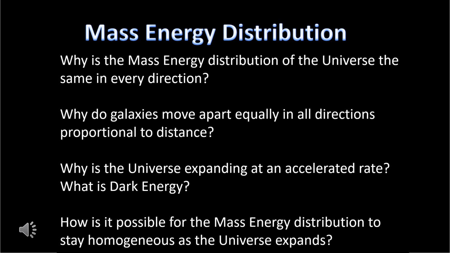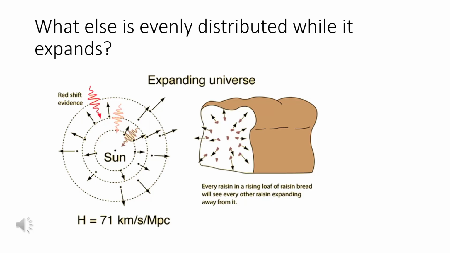Why is the mass-energy distribution of the universe the same in every direction? Why do galaxies move apart equally in all directions, proportional to their distance from us? Why is the universe expanding at an accelerated rate? What is dark energy? And how is it possible for the mass-energy distribution to stay homogeneous as the universe expands? I then asked myself, what else is evenly distributed while it expands?